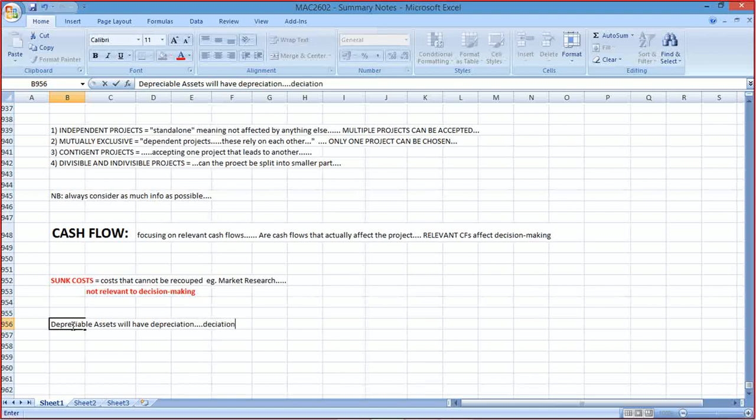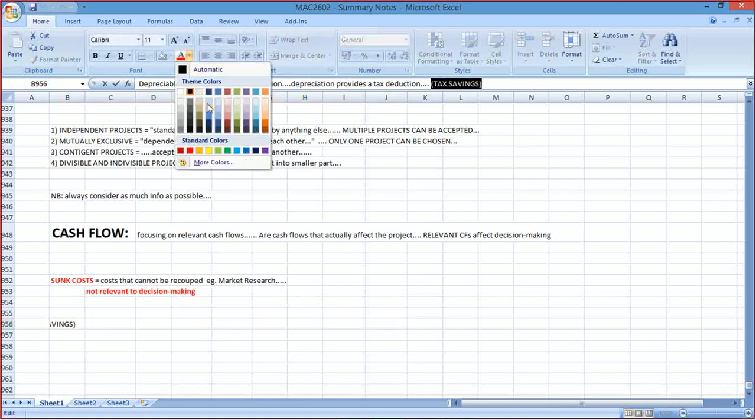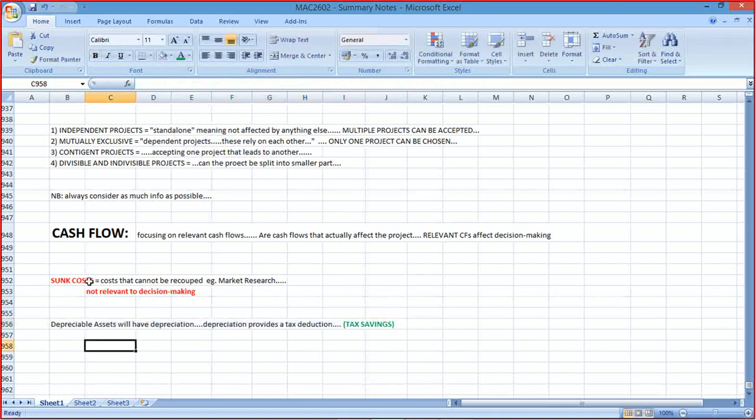Depreciation is tax deductible. Tax savings, that's what we focus on in finance. How much do you save by investing in new assets? Those assets carry depreciation. Depreciation is tax deductible. It's going to lead to a tax savings. Tax savings is definitely a relevant cost, so it must be taken into consideration when doing a capital budgeting question.